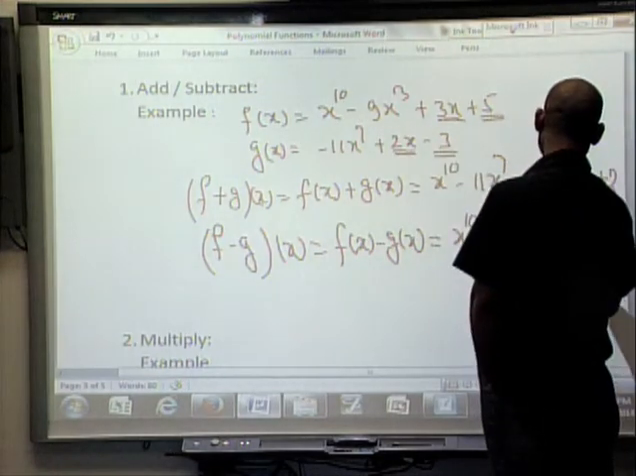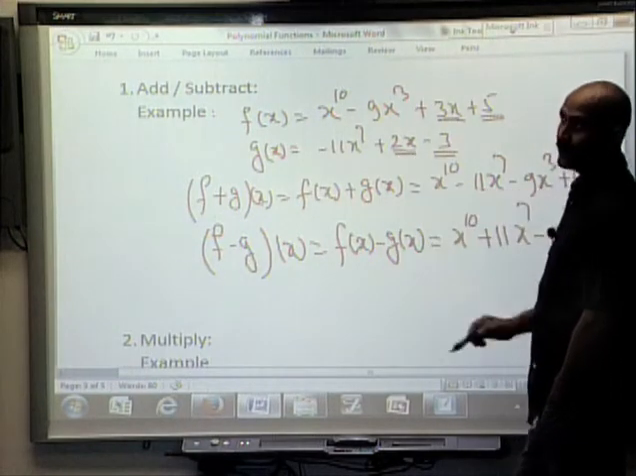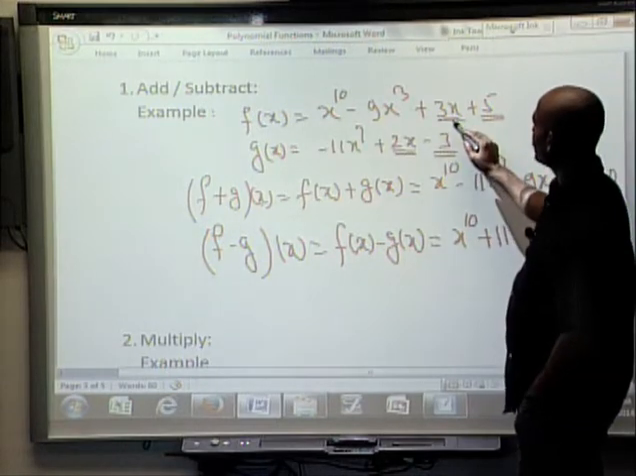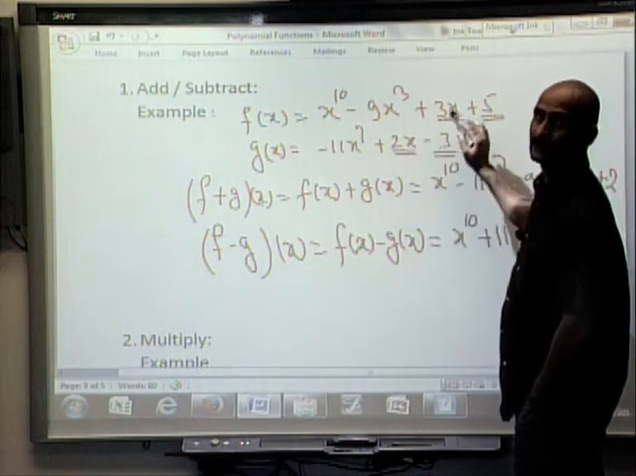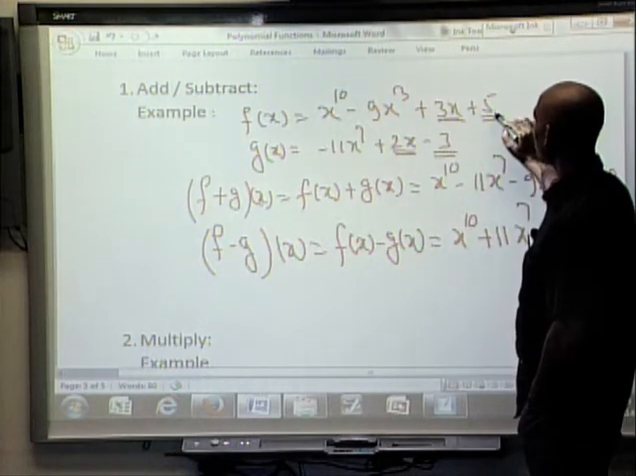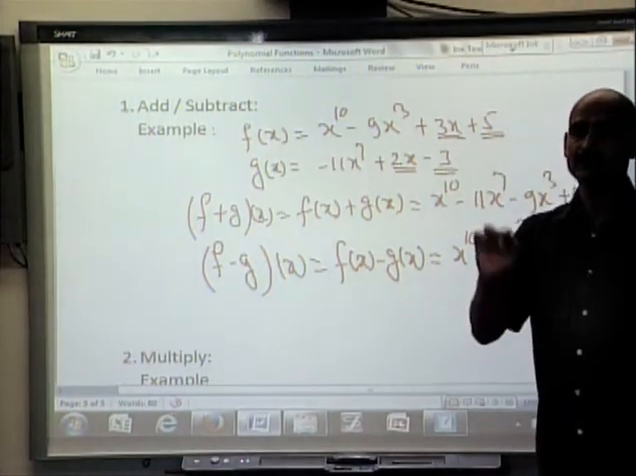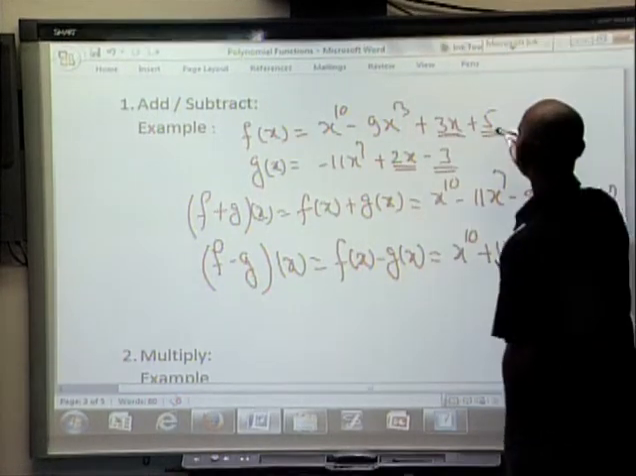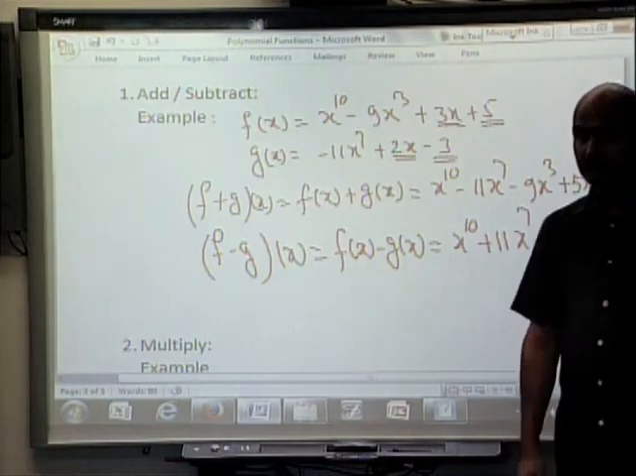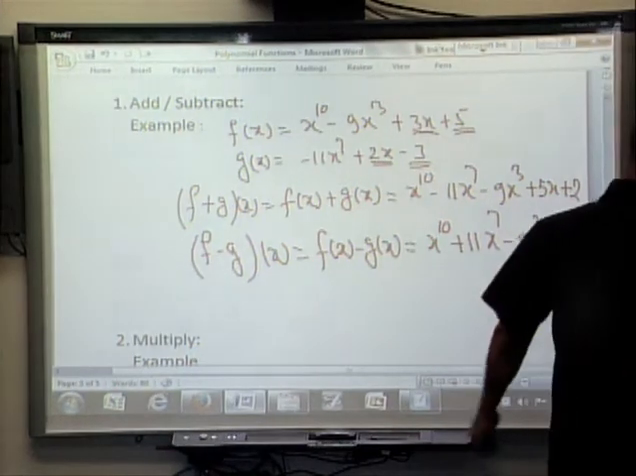Similarly, this 9x cubed is coming from f of x, no sign change. 2x will be coming from g of x, sign changed. So, basically you have to think this way, 3x minus 2x, which is plus x. Similarly, plus 5 minus negative 3, minus negative 3 goes to plus 3. So, my plus 5 plus 3 will give me plus 8. So, basically adding and subtracting is easy.